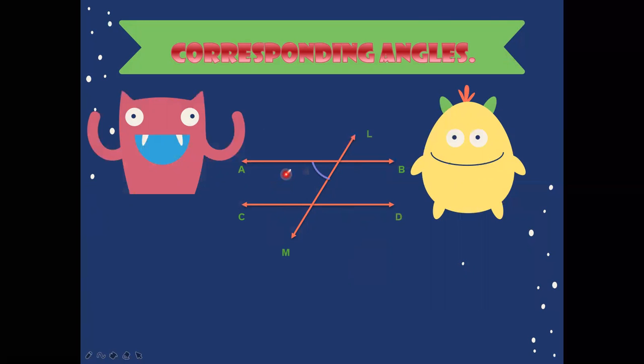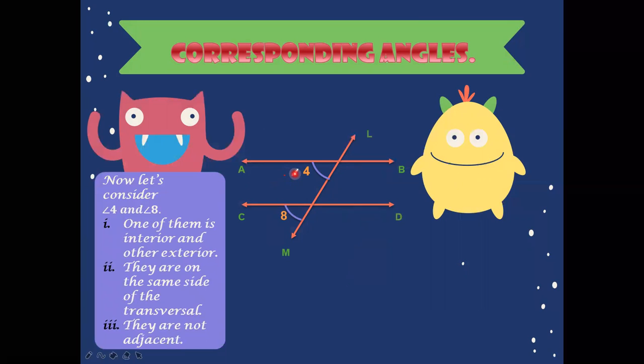Now let's consider this one. This is your angle 4 and this is your angle 8. So the condition for corresponding angles is that one of them should be interior, just like this angle 4, which is an interior angle, and the other should be exterior. So the first condition for corresponding angles is that one should be interior and one should be exterior.